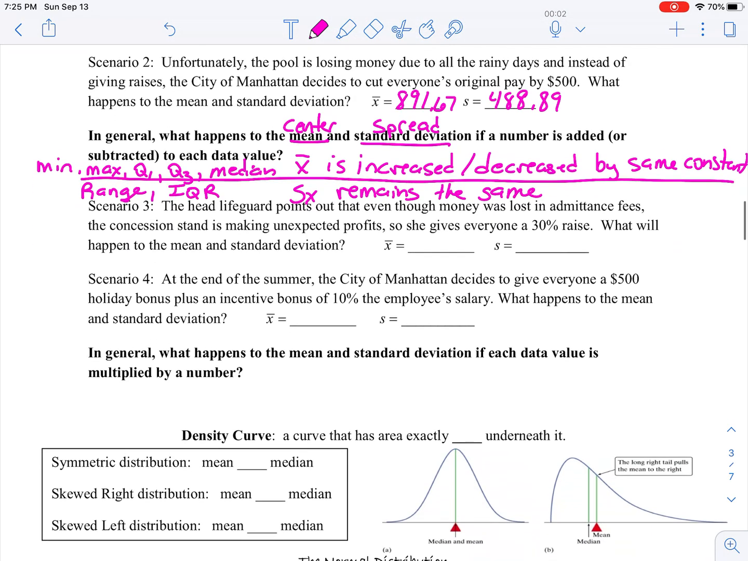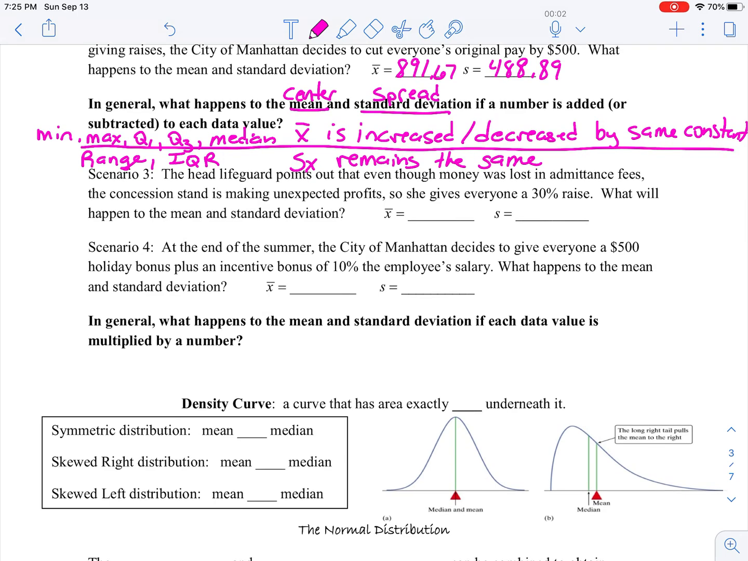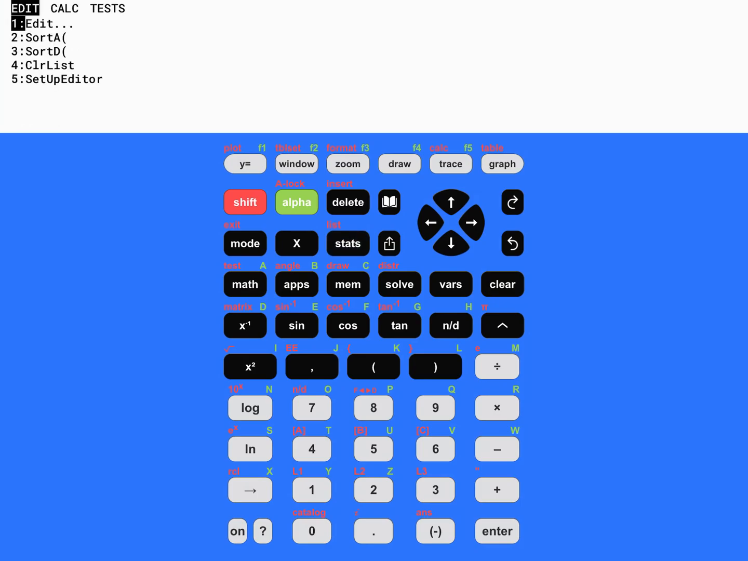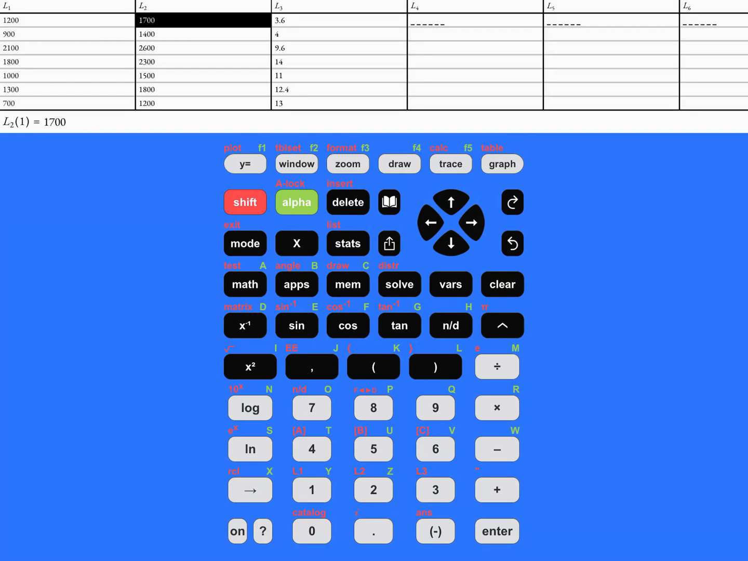All right, so now scenario 3. The head lifeguard points out that even though money was lost at admittance fees, the concession stand is making unexpected profits. So she gives everyone a 30% raise. What's going to happen to the mean and standard deviation? All right, so let's go back to the calculator. Again, this is going to be a rule that eventually we'll learn, okay? But we want to go ahead and work it out right now, okay?